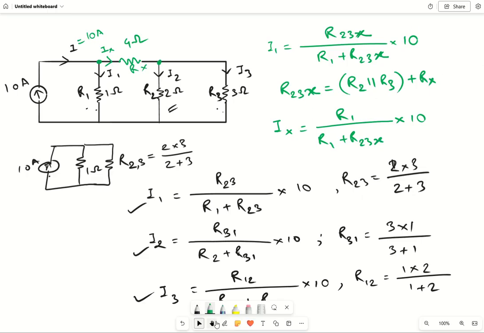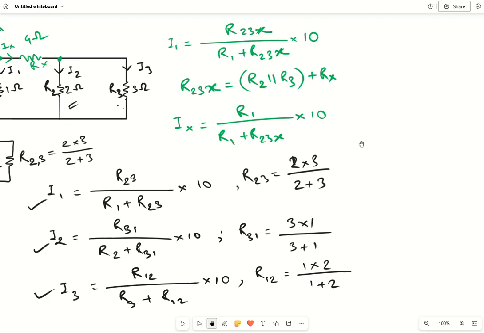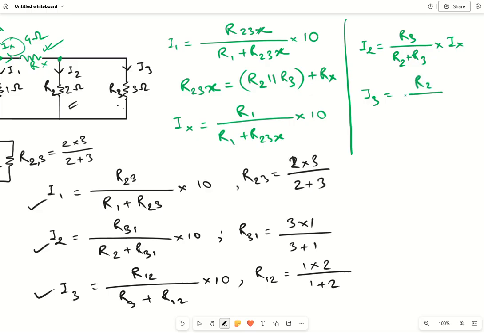Now this Ix value will behave as the input to I2 and I3, right? So the remaining equations are similar. That means I2 will be equal to the other resistance, R3, divided by R2 plus R3, into Ix, because now Ix is our input. The Ix current is our input. Similarly I3 equals R2 divided by R2 plus R3 into Ix. Okay, so you put down the values, you will get the answer.